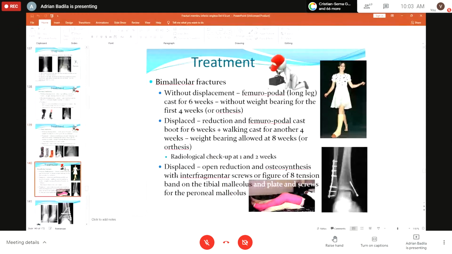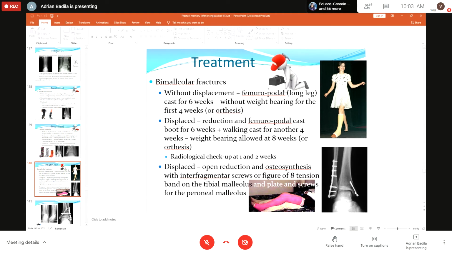For a displaced fracture, the first option is surgical treatment. Of course, it is different from the fractures of the tibial malleolus because we must also address the fracture of the peroneal malleolus. The treatment will consist of open reduction and osteosynthesis with a plate for the peroneal malleolus, and reduction and osteosynthesis with screws or with a figure of 8 tension band for the medial malleolus.